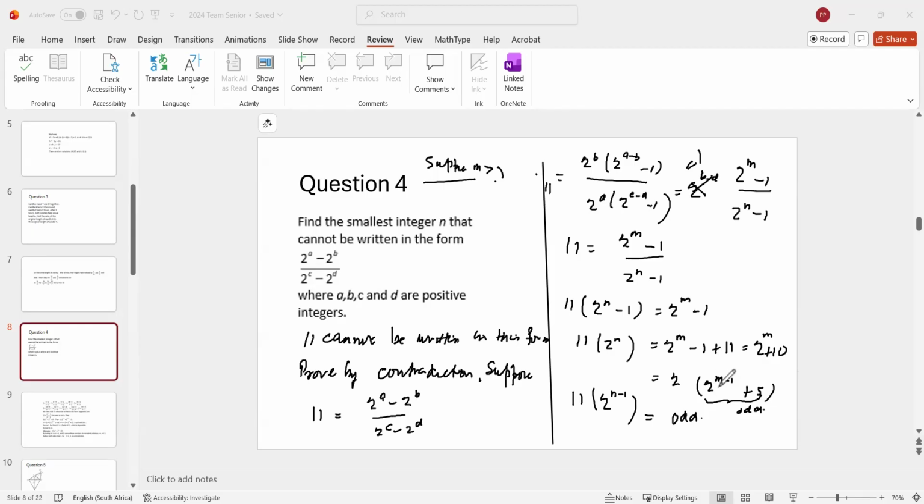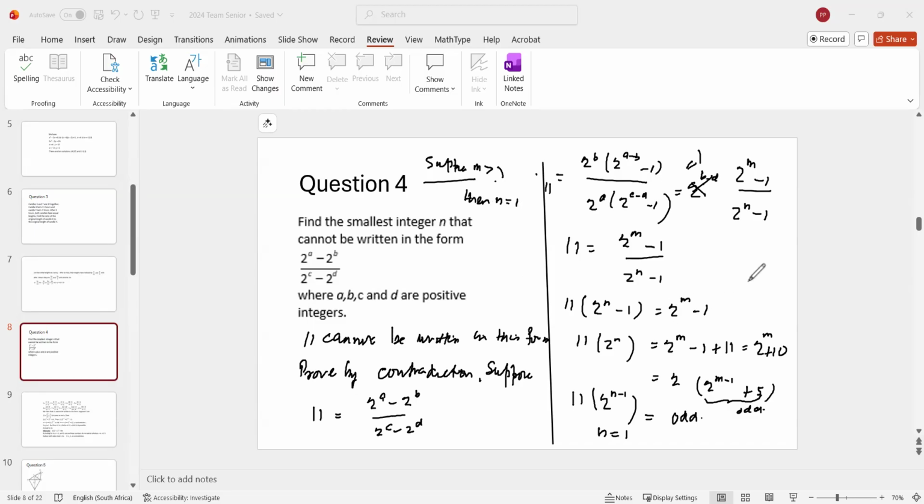You see, that becomes odd. That's the only time this is an odd number, when m is equal to 1. The rest of the time, it's an even number. I'm assuming that. Then I get that this is odd, which means that 11 times a power of 2 is odd. So that means that n is equal to 1. So if m is greater than 1, then n equals 1.